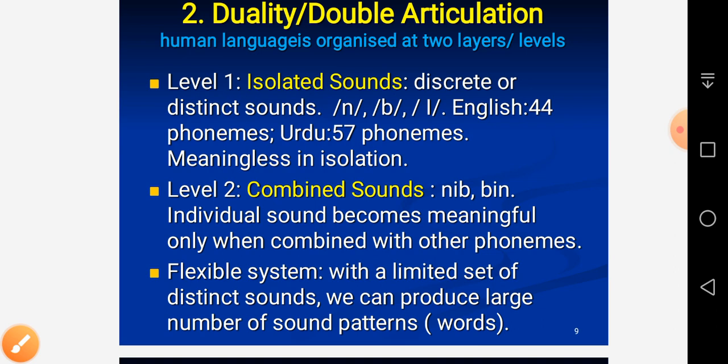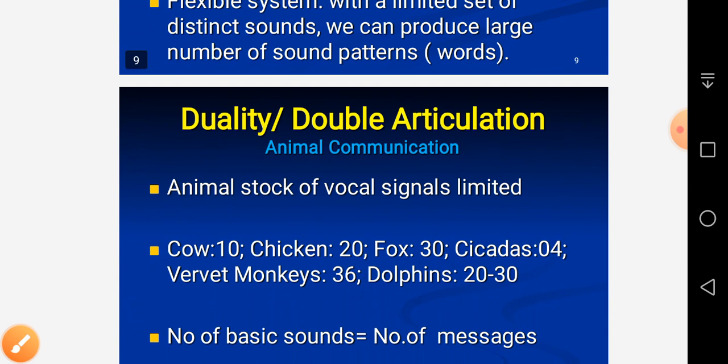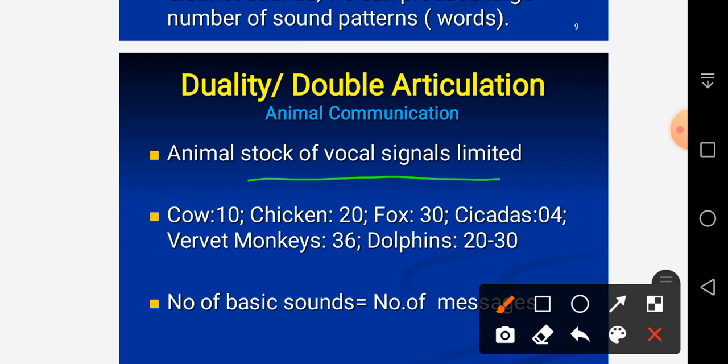But let us compare animal communication systems. Do they also have this duality? I think no, because they have just a fixed stock of vocal signals, limited. Like a cow has 10 sounds, and in correspondence, it can communicate only 10 messages. 10 sounds, 10 messages. Before I proceed further, let me talk about the English language system. English has 44 basic sounds, but the messages we convey with these 44 sounds are unlimited. We don't convey only 44 messages. We join these sounds in different patterns, and we alternate their sequence, and we keep on producing so many words and then sentences. So our stock of basic sounds is capable of communicating a huge number of messages.